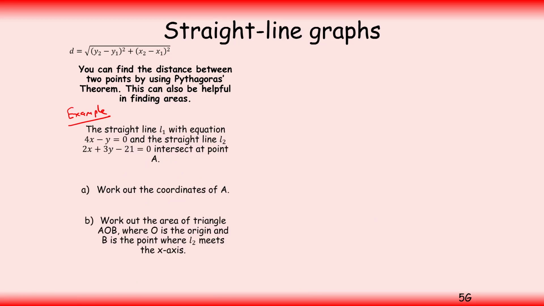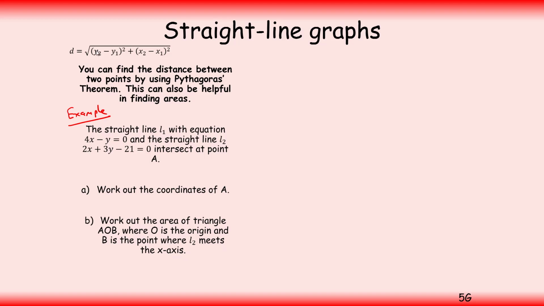Okay, for this example, we've got the straight line L1, and its equation is 4x minus y equals 0, and then another straight line L2, 2x plus 3y minus 21 equals 0, and they intersect at the point A. So find where they intersect, and then in part B, find the area of the triangle AOB. O is the origin and B is where L2 meets the x-axis. So that's what the aim is going to be.